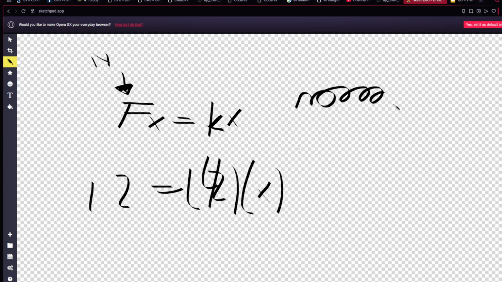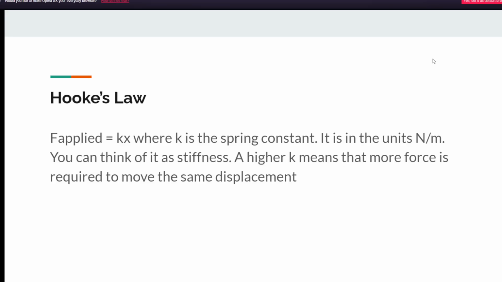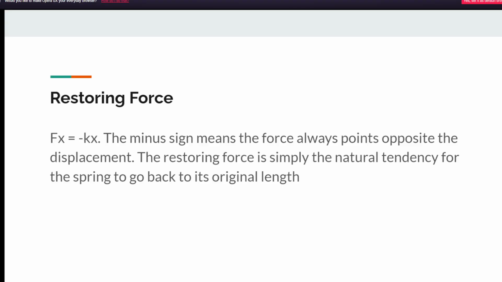So basically, k is how stiff the spring is, which is what many physicists like to say. A higher k means that more force is required to move to the same displacement, because the force divided by the spring constant will give you the effective distance traveled. So let's move on. The restoring force is pretty simple.